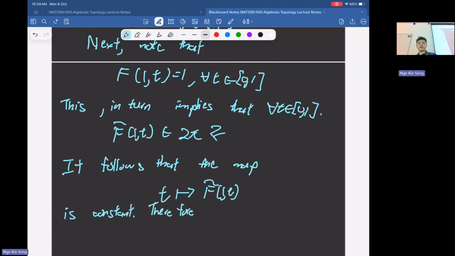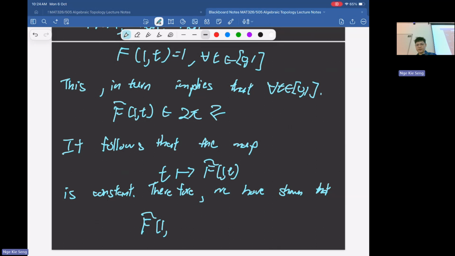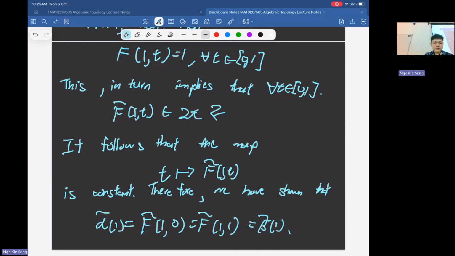What's the nice thing about constant? Throughout t. So if you check, F tilde (1,0) should be equal to F tilde (1,1). But what is F tilde (1,0)? The s variable is 1, the t time is 0. So which family of paths are you picking? Alpha tilde 1. The other one is beta tilde 1. So the endpoint is the same. Good. So this one is done.